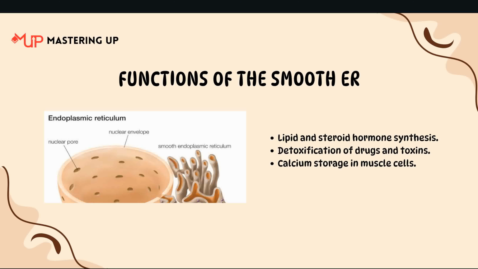Now let's see the functions of the smooth endoplasmic reticulum. Unlike the rough ER, the smooth endoplasmic reticulum is involved in lipid metabolism, the synthesis of steroid hormones, and the detoxification of chemicals. All these are carried out by the smooth endoplasmic reticulum. For example, in muscle cells, the smooth endoplasmic reticulum plays a vital role in storing and releasing calcium, which is essential for muscle contraction.